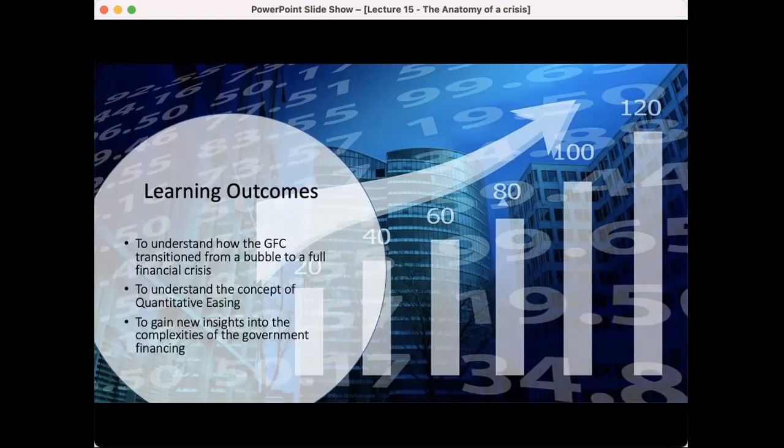First part is to understand how the global financial crisis transitions from a bubble into a full-blown financial crisis and recession. I also want you to understand the concept of quantitative easing, in that quantitative easing was seen as being the solution to the problems caused by the global financial crisis. Quantitative easing is a method or tool used by the central bank in order to stimulate growth in the economy by making more money, liquidity, available to the banking system.